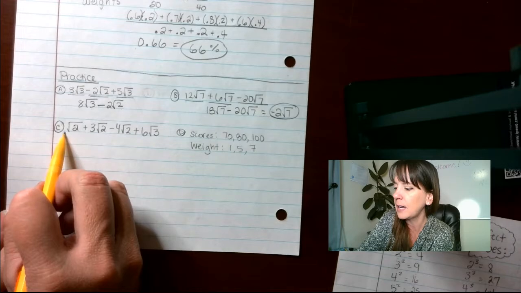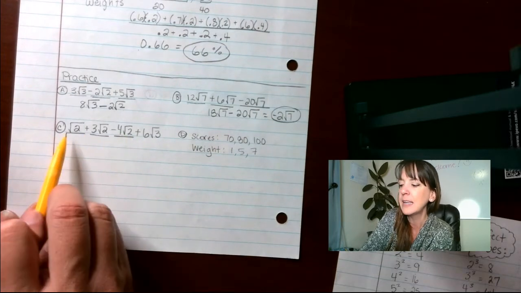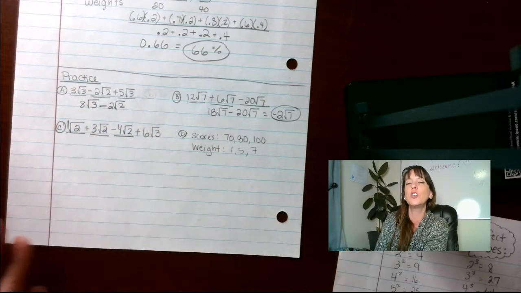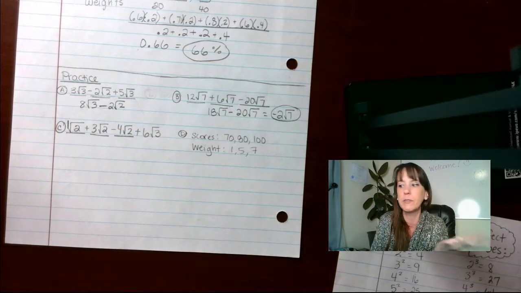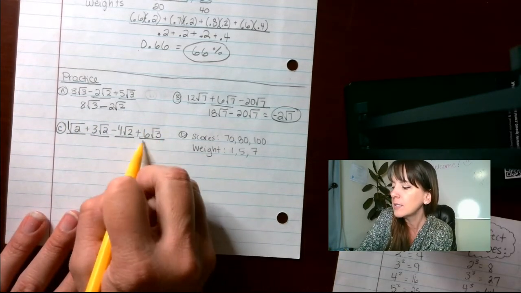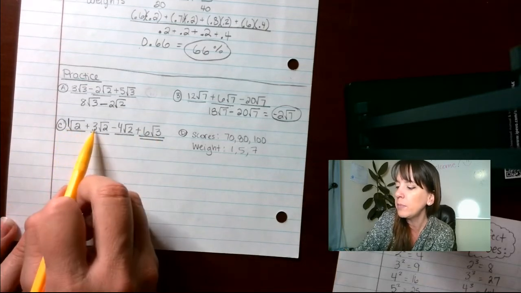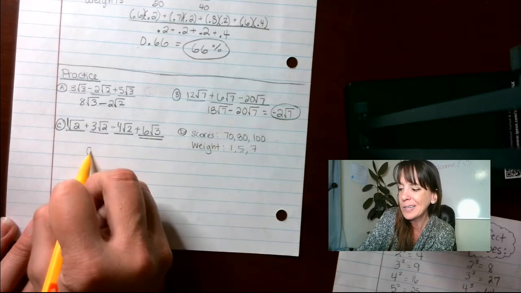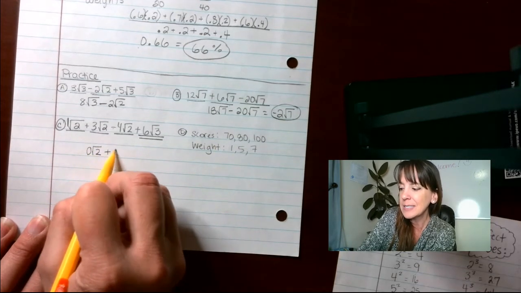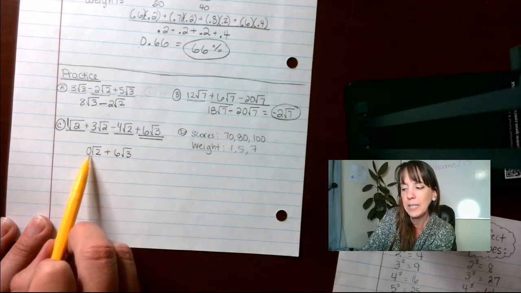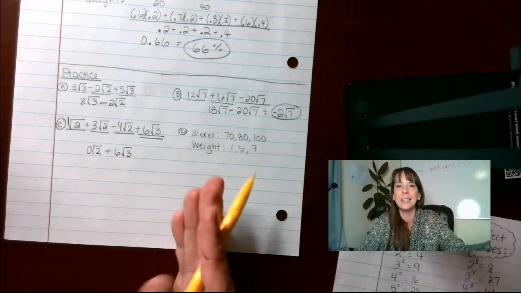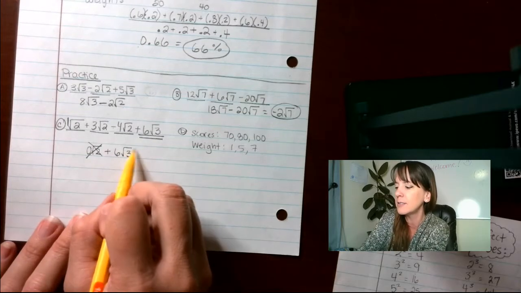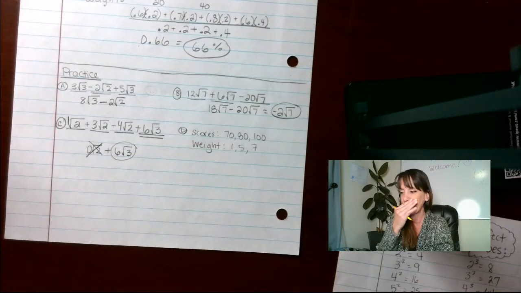All right, so for this guy, this one's a little tricky because in front of here, there's actually a 1. It's just like if we had an x, you don't put the 1 in front of that variable. And then this is a root 3, so we'll leave that alone. So 1 plus 3 is 4, minus 4 is 0, 0 root 2, plus 6 root 3. But normally we don't write 0 root 2 because 0 times root 2 is just going to be 0. So we're going to get rid of that. So our answer is just 6 root 3.